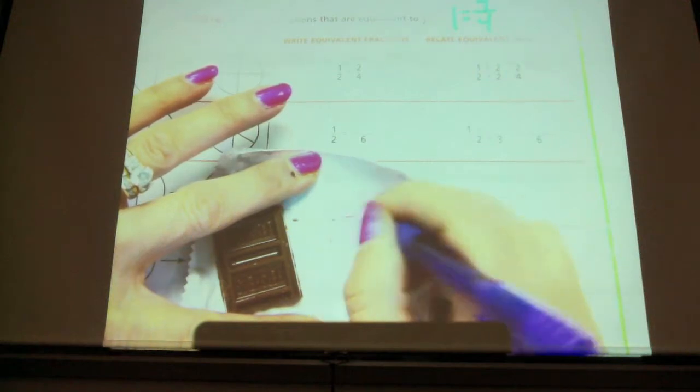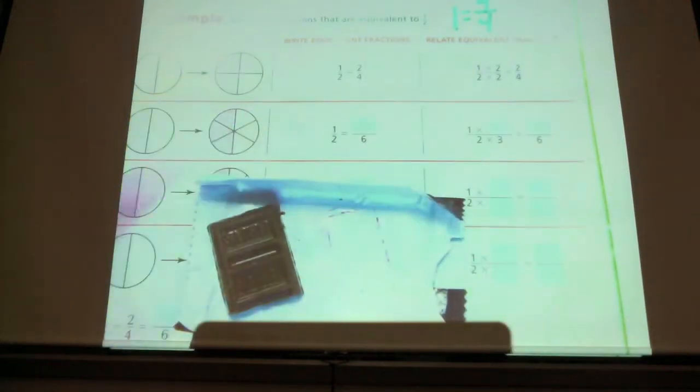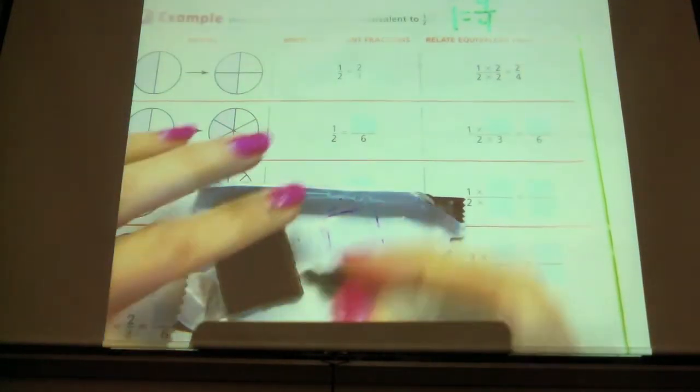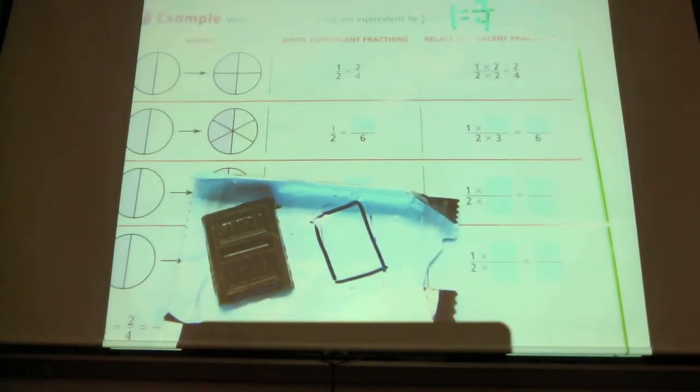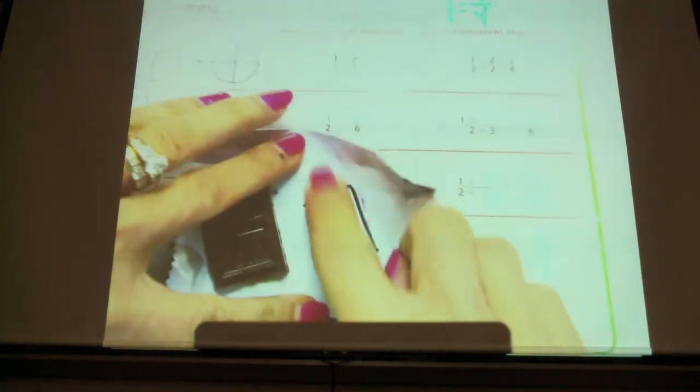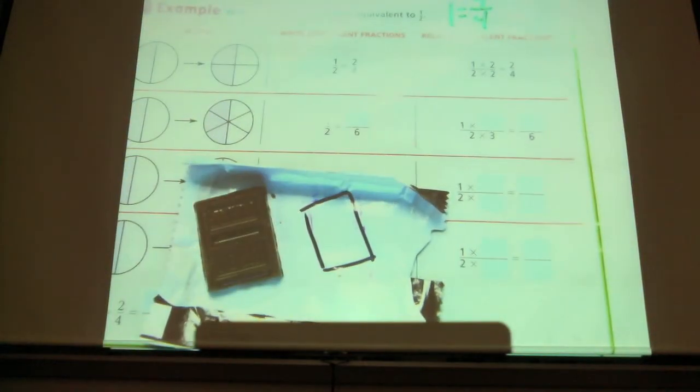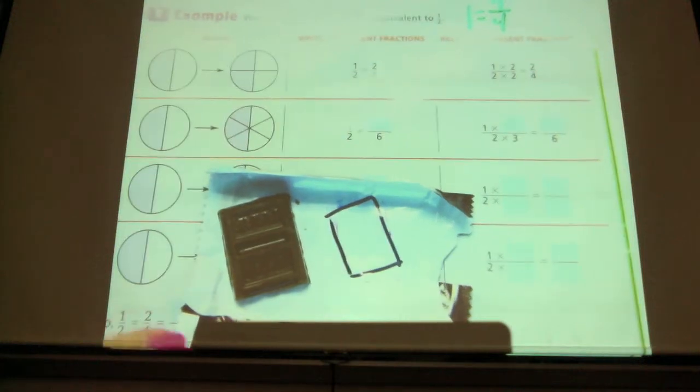So this is why I wanted you to have your paper. So this half that was sitting right here is gone. It is not big enough. All right, so now I have a half of the candy bar there. It's represented by this shaded part here.